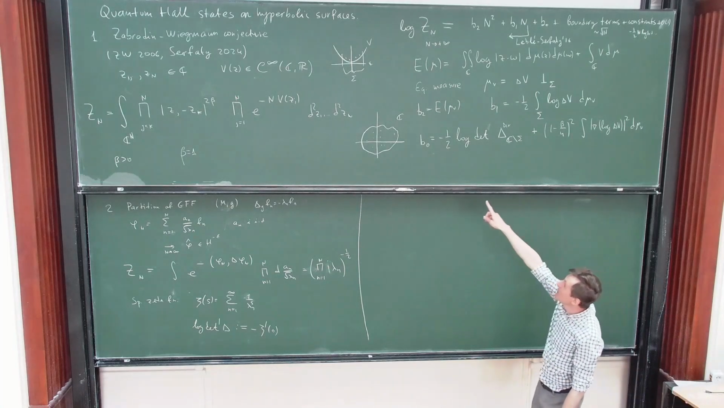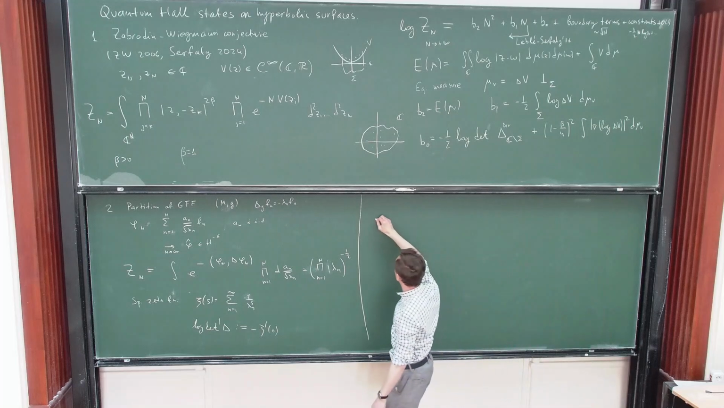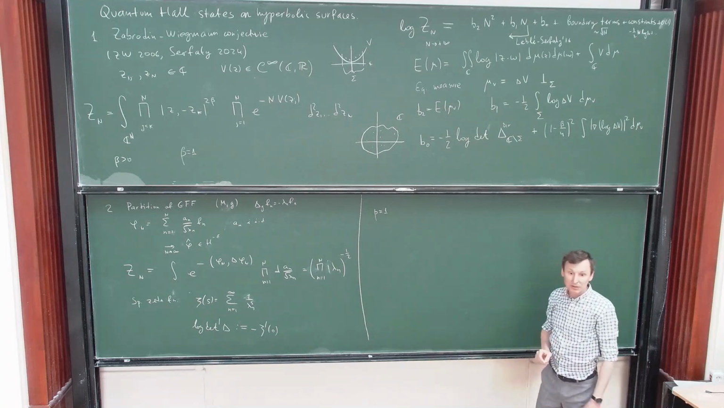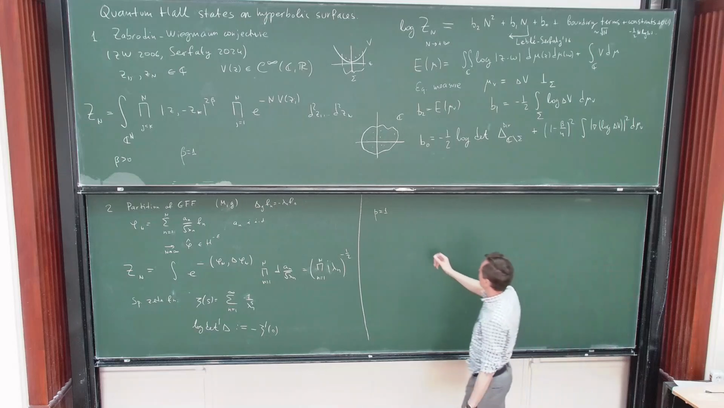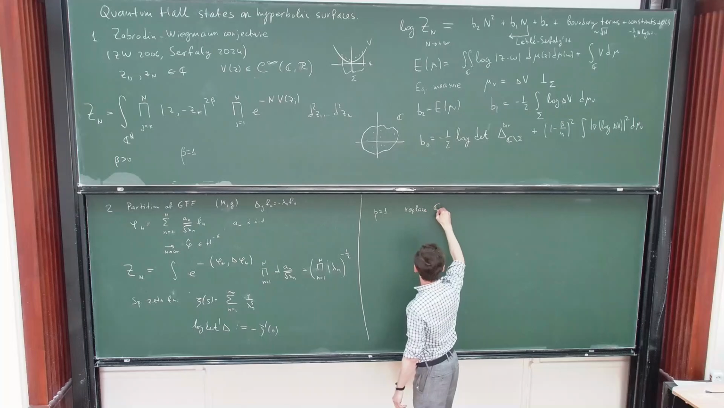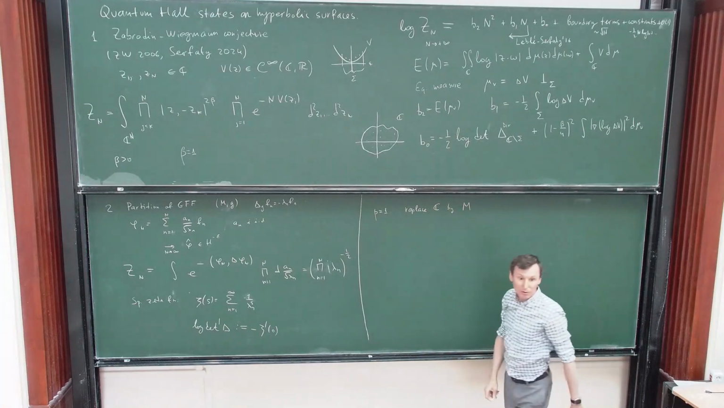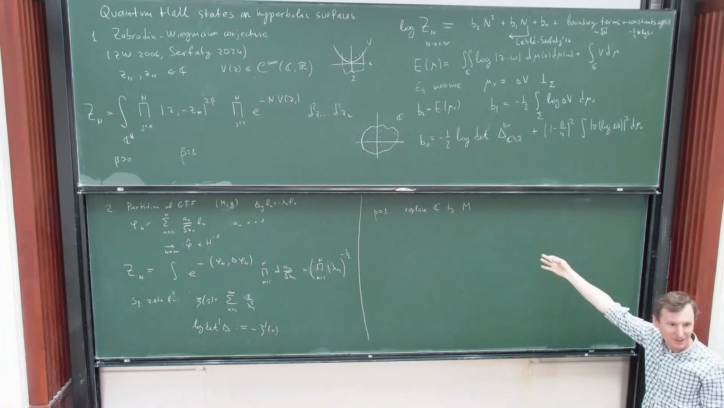So in order to simplify the problem, I'm going to set beta equal to 1, because this turns out to be the determinant case. And I'm going to replace C by a complex Riemann surface. So how the hell does that simplify the complex plane?